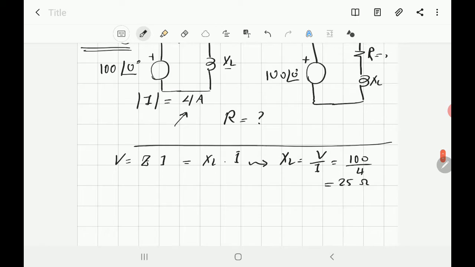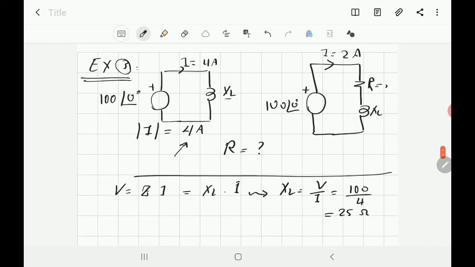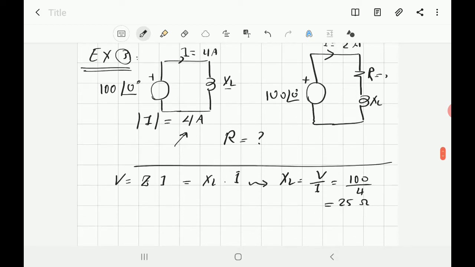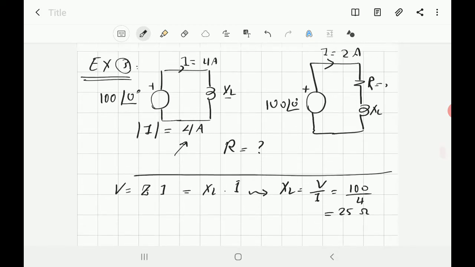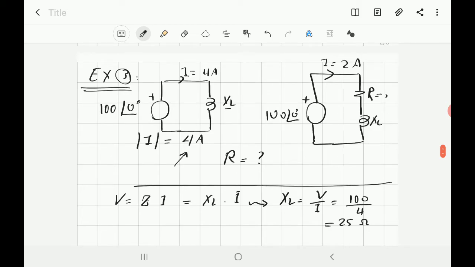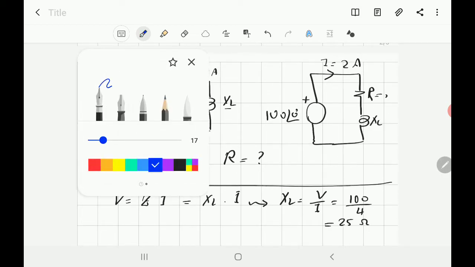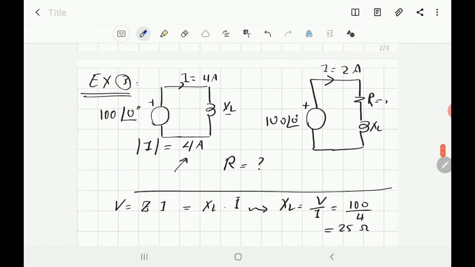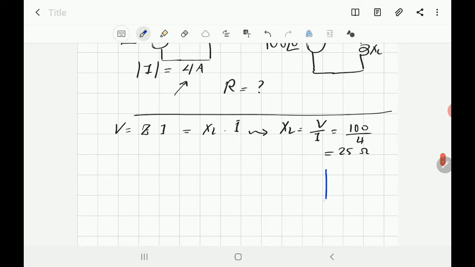So XL is equal to 25 ohm, so you can say that you have j25 if you want to include the direction. Now we want to move to the second part. What's the value of R that would make the current 2 ampere? So we have to think about how we calculate the current in a circuit like that. Well, to find that, you have to find Z. If you just sketch the impedance triangle, R you don't know, X is equal to 25, and this is your Z.